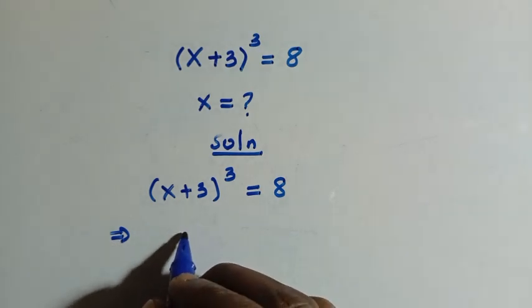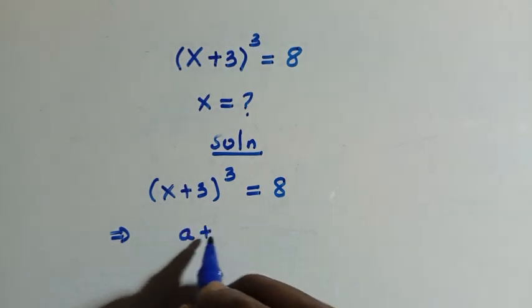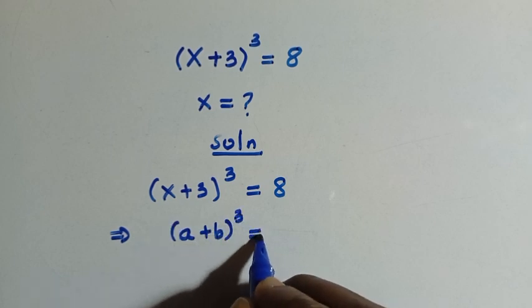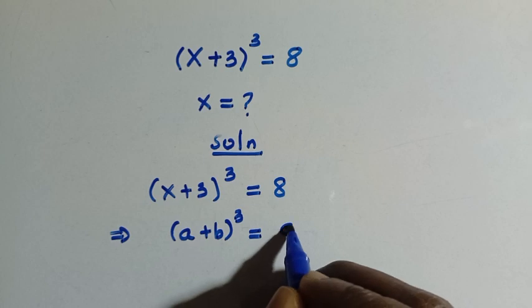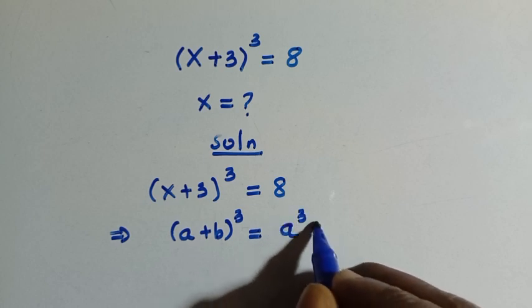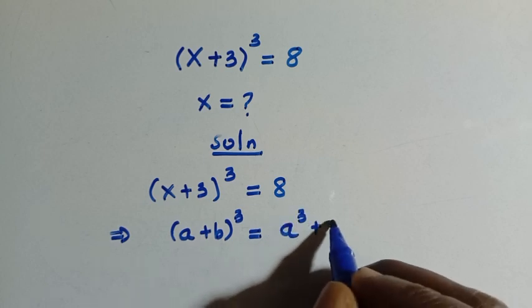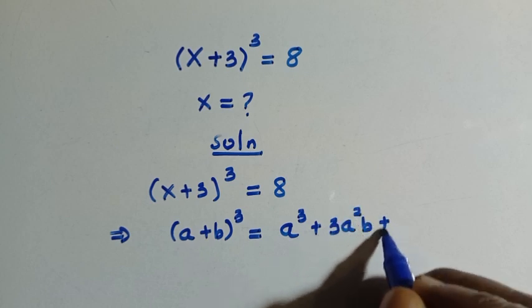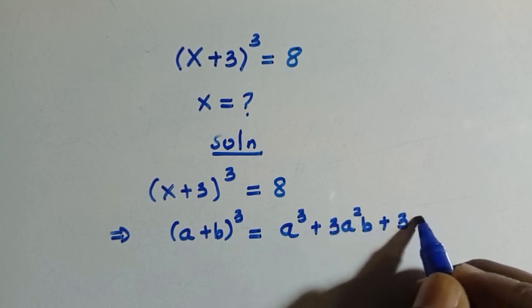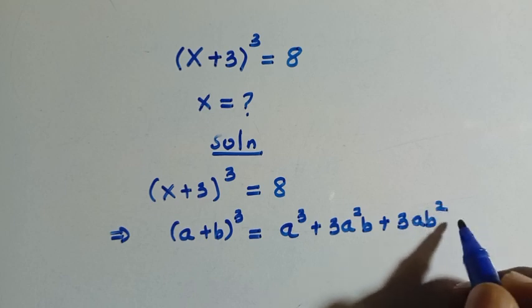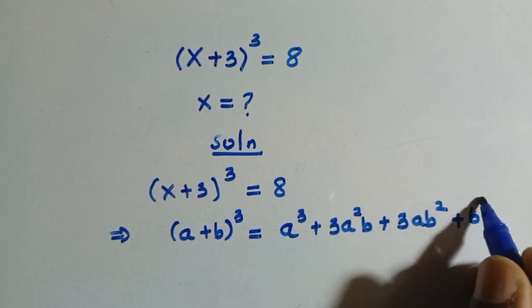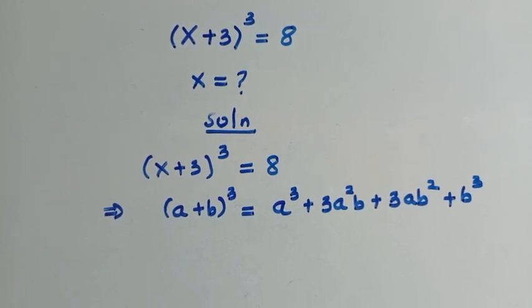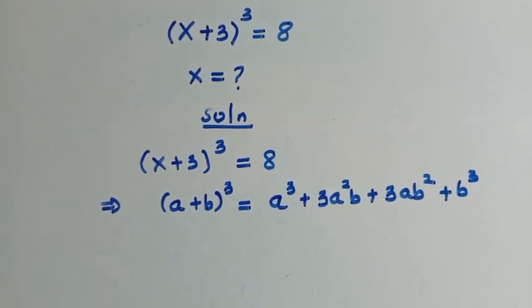If we have (a + b)^3, this equals a^3 + 3a^2 b + 3ab^2 + b^3. So we get this from binomial expansion.